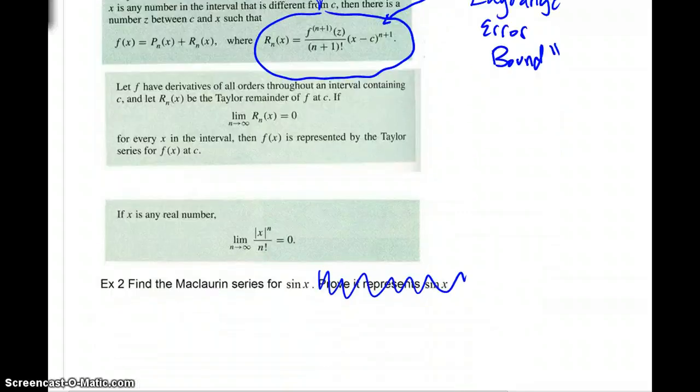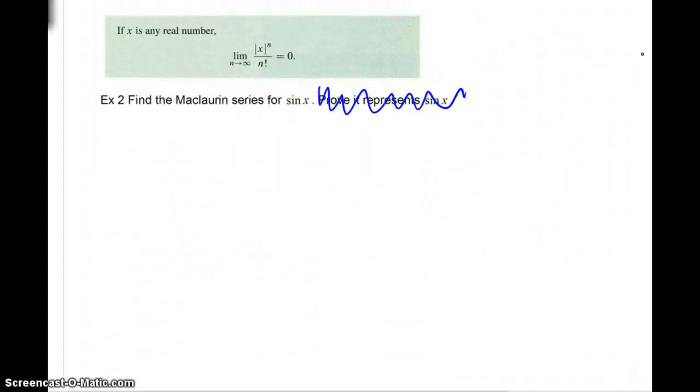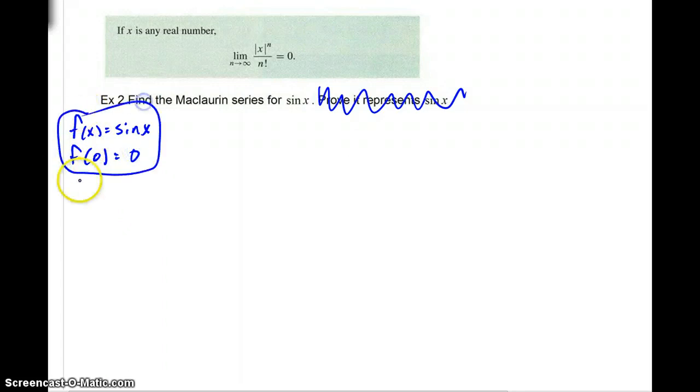So, for example 2, find a Maclaurin series for sine of x. Let's see if we can do this very, very fast. First of all, f of x is equal to sine of x. Remember, we are centered at 0. F of 0, sine of 0, is 0. Let's take the first derivative. The first derivative of sine is cosine. Now remember, the evaluation of cosine of 0 is 1.